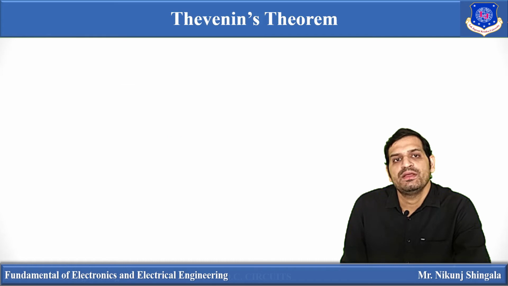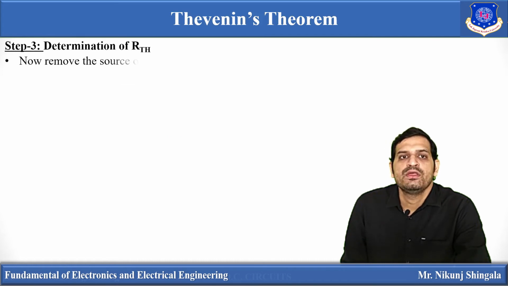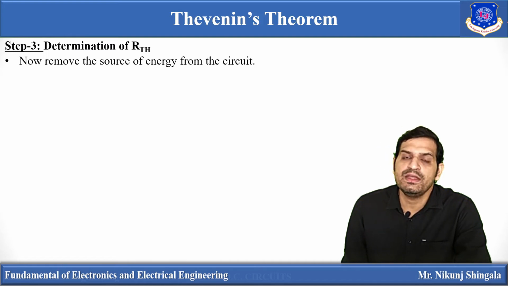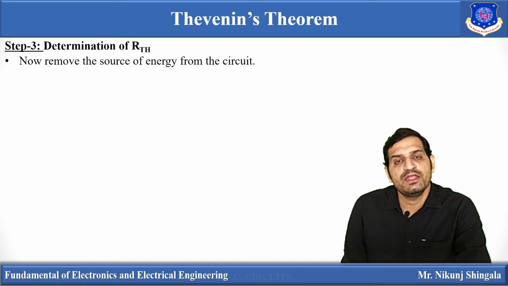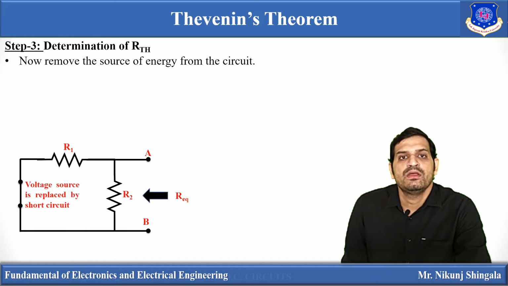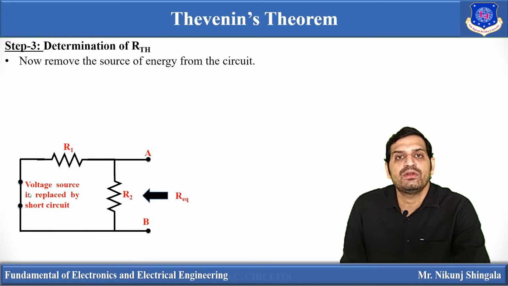Now the next step is the determination of RTH. To determine RTH, we have to replace all the energy sources in the given network by their internal resistances. So voltage sources are always short circuited and current sources are always open circuited whenever we are determining RTH. As this network does not contain a current source, only a voltage source, the voltage source is short circuited. You can see here E is short circuited. Now we have to look back from the open circuited load terminals. So we have to find the equivalent resistance from the right hand side to the left hand side between terminals A and B.